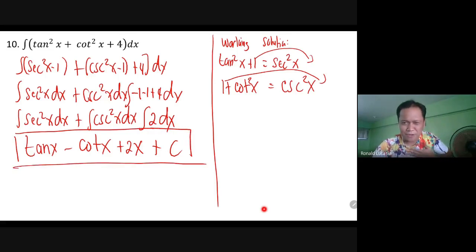At least, marami pa rin nakakuha, no? That's okay. That's good. Yung mga nakalimutan yung negative 1, negative 1 plus 4, malapit na rin sa katotohanan. Huwag daw nating kakalimutan ang plus C, kasi kahit tama ang sagot ninyo, pag walang plus C yan, hindi ko kayo mabibigyan ng credit.